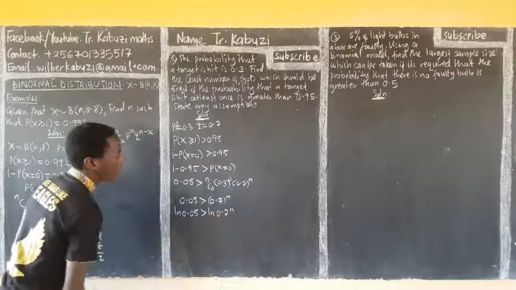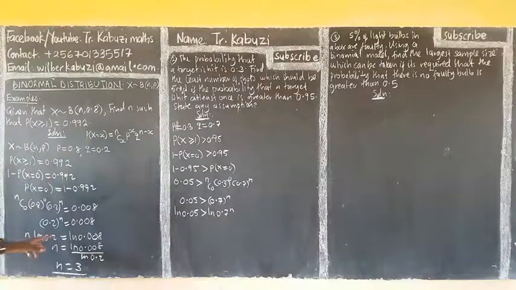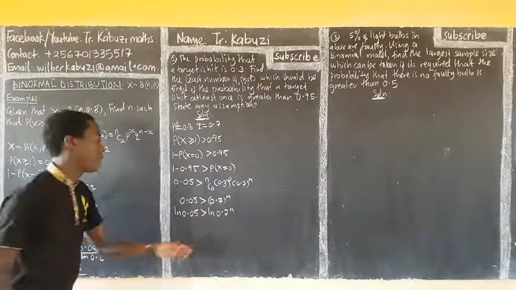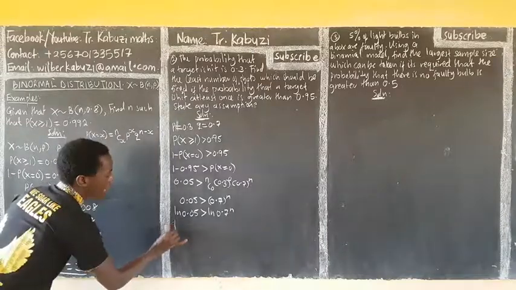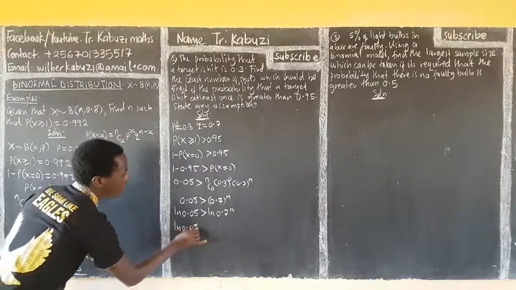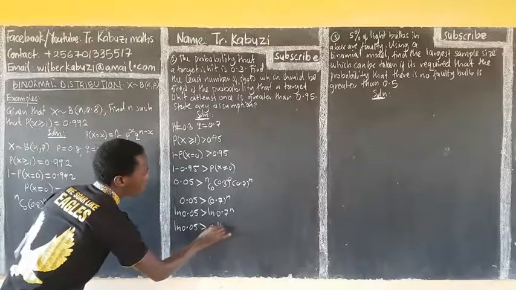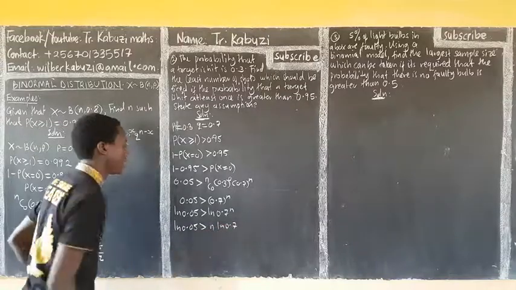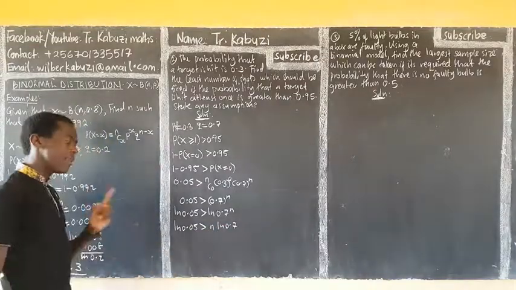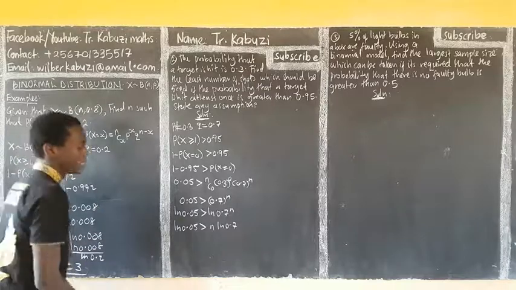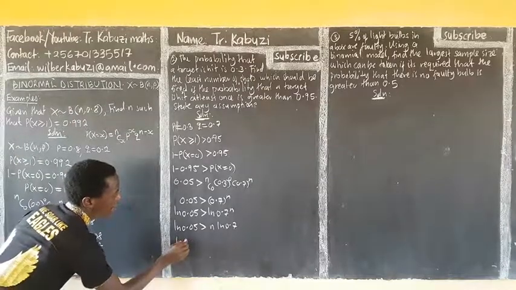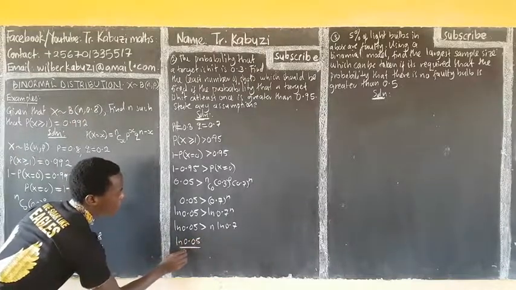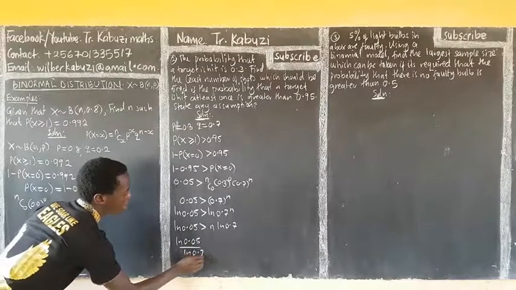So this n will fall off. This is the step I skipped here. This n will fall off and we now have ln 0.05 greater than n ln 0.7. Divide through by this part. When you are dividing, be careful, please. So this will be ln 0.05 over ln 0.7.